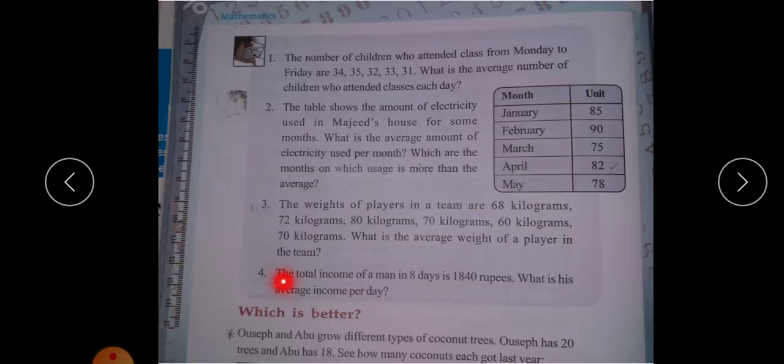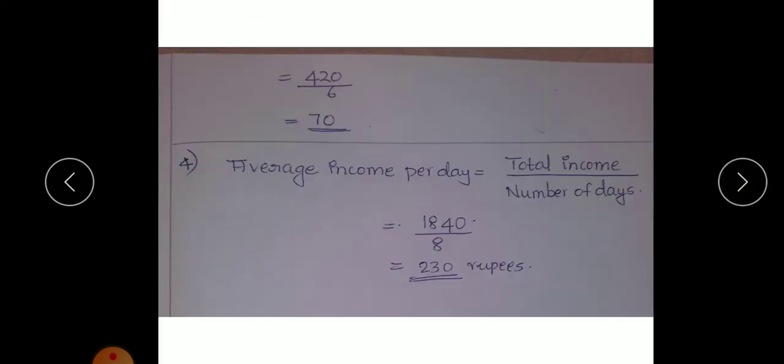Next question. The total income of a man in 8 days is 1840 rupees. What is his average income per day? So total income is 1840 rupees. So number of days is how much? 8 days. So you have to find the average income per day.